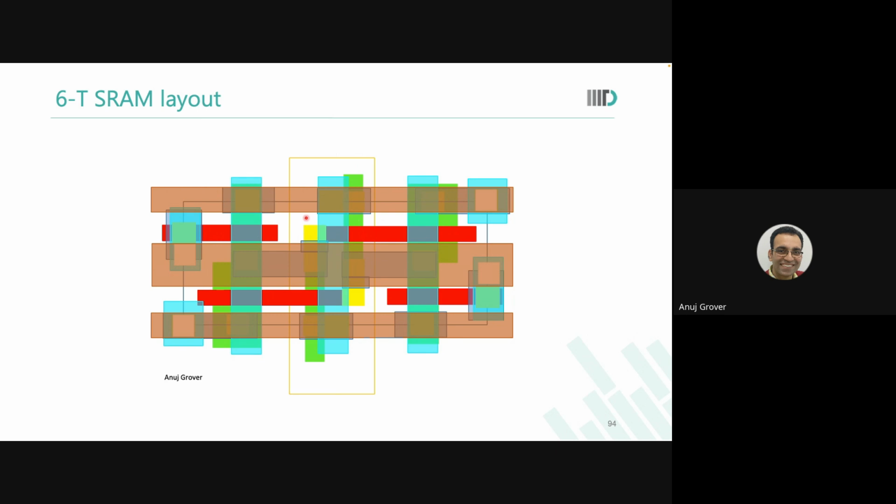So I increase the length, but I still say, let me use the same poly to poly spacing, center to poly center spacing as I would for the minimum length devices. So what happens is there is this one poly, there is this other poly, and you wanted to have this contact in between.